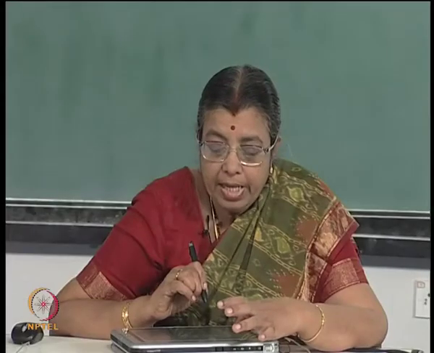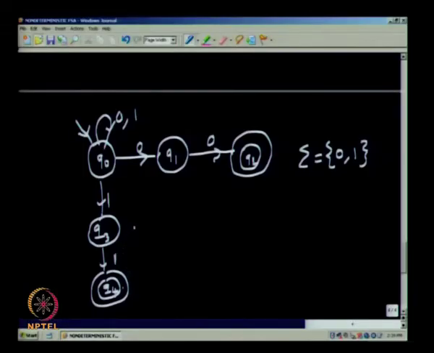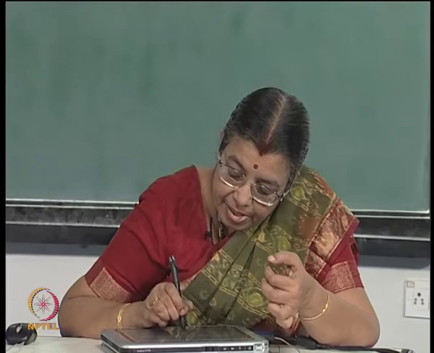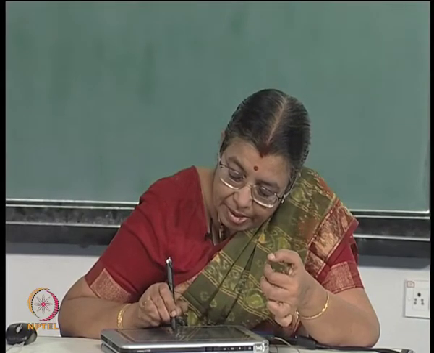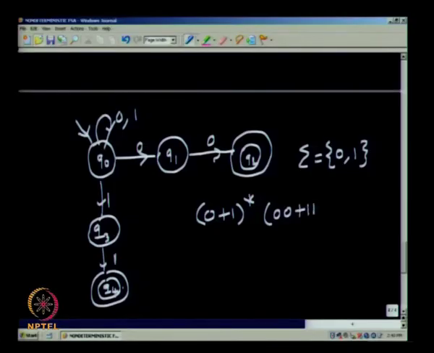You can have any zeros or ones, you can read any 0 or 1, but it should end up with 2 zeros or it should end up with 2 ones. The language accepted will consist of such strings. In the sigma star notation, this will be (0 + 1)*(0 0 + 1 1). This is called a regular expression, we will come to that in a moment.